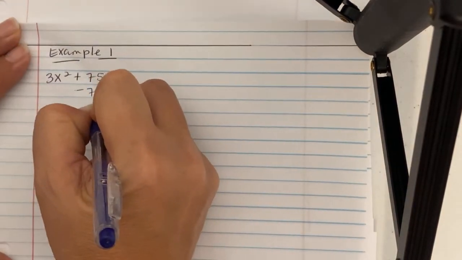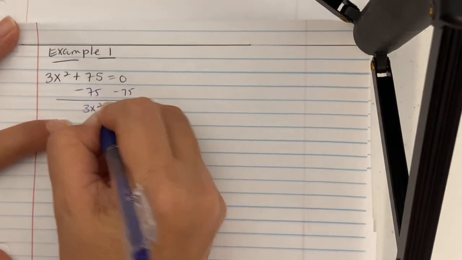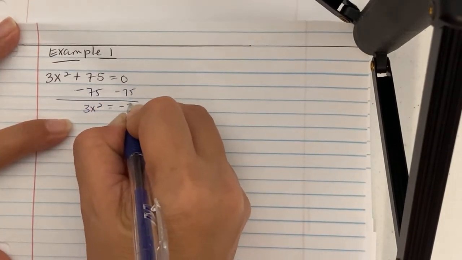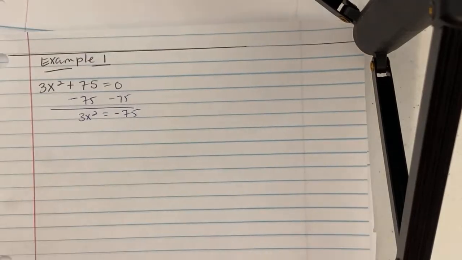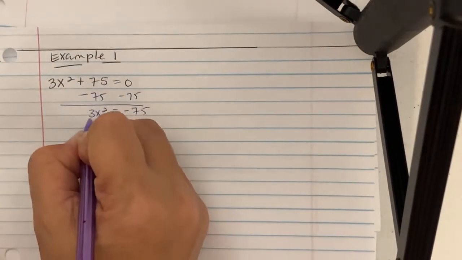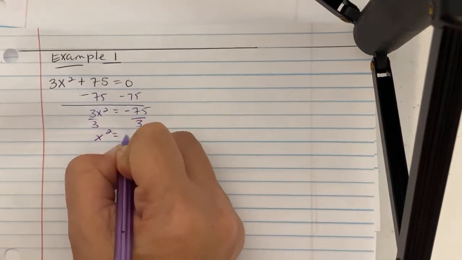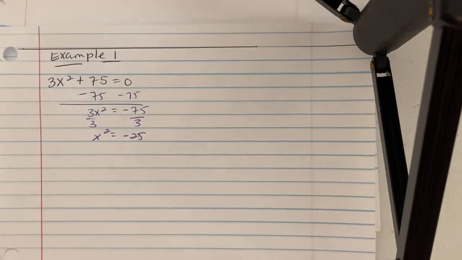Remember back in our earlier days, we would say isolate the variable by itself, so we're going to subtract the 75 over. And we become 3x squared equals negative 75. You always want to make sure that the variable is isolated, so we're going to divide both sides by 3. And we end up with x squared equals negative 25.